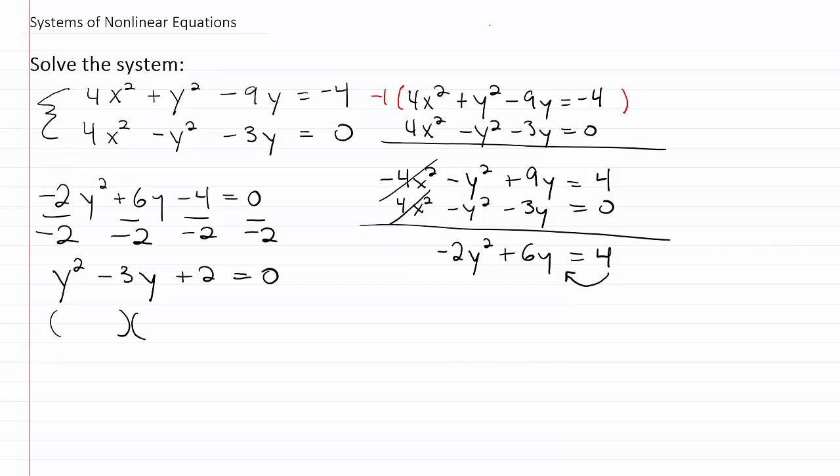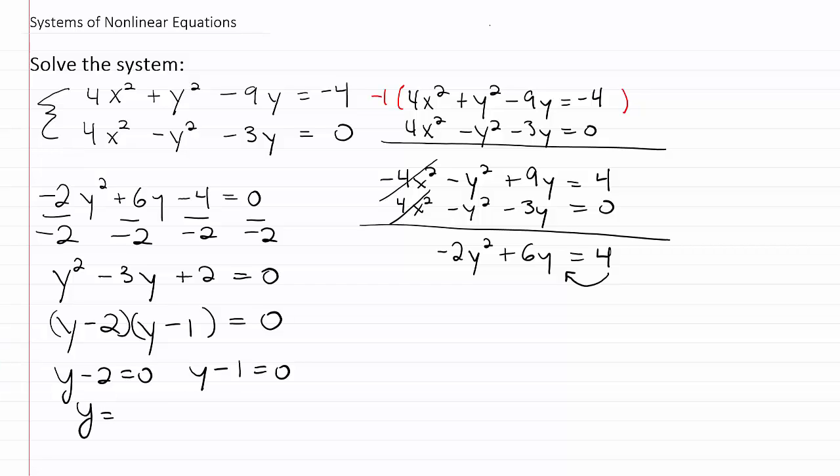And I think this is factorable now. So I'll have y and y. Factors of 2 that add to 3 are 2 and 1. Both of them will be negative here, so the middle term ends up being negative. And then we'd find that y minus 2 should equal 0, and y minus 1 should equal 0. So therefore, y is equal to 2, and y is equal to 1. All right, so we have two y values.